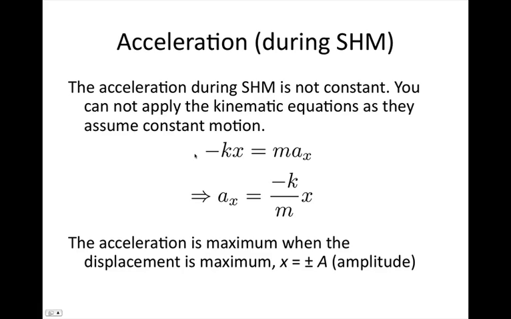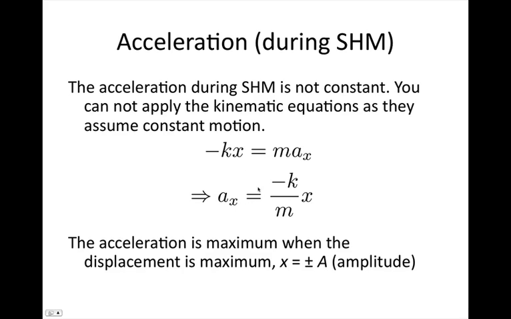Okay, so let's consider acceleration during simple harmonic motion. You know that acceleration is very closely related to force through Newton's second law. So the acceleration during simple harmonic motion is not constant. So you cannot apply the kinematic equations as they assume constant acceleration. However, we can use Hooke's law. So we know that F is equal to minus kx, and that's equal to m times a.